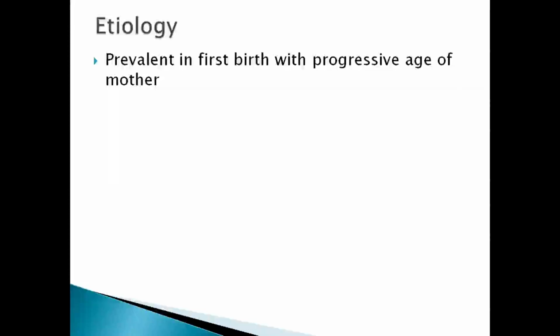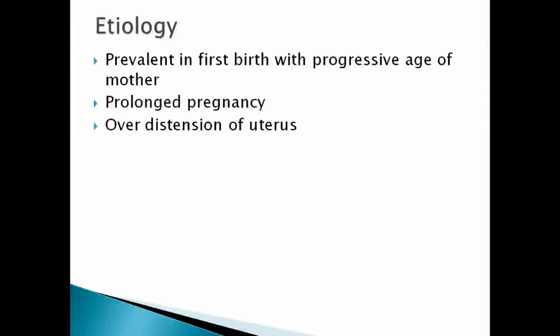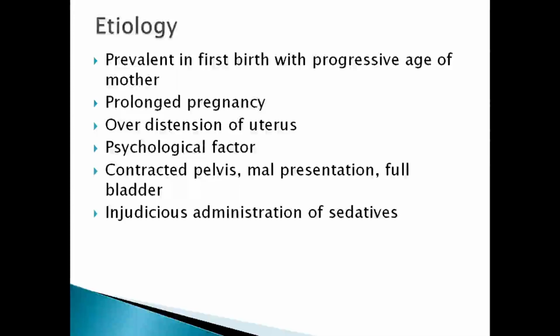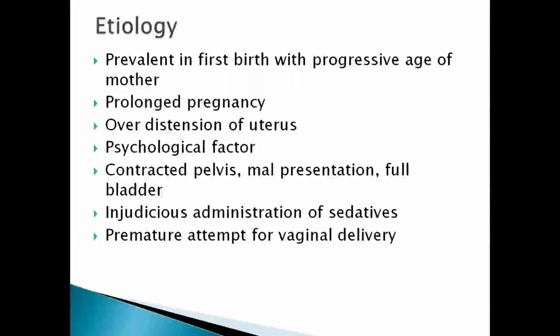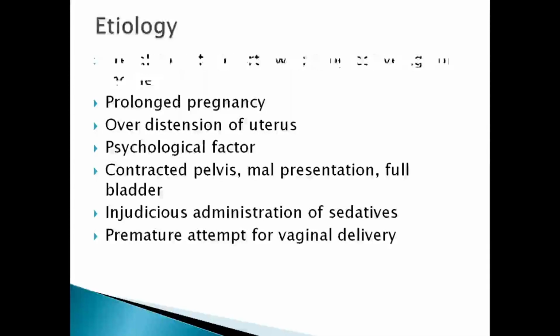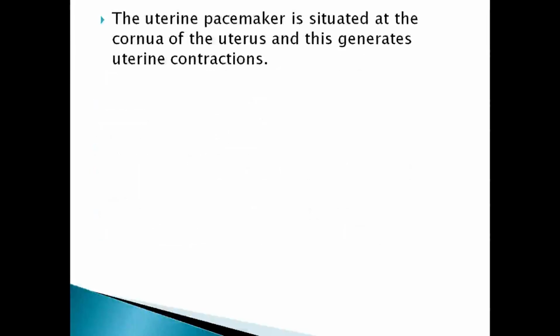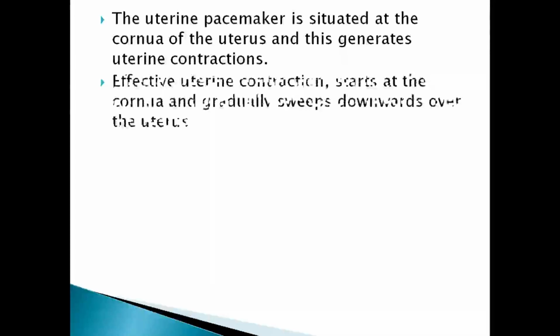The etiology of abnormal uterine actions: primigravida, advancing age of the mother, prolonged pregnancy, overdistension of the uterus, psychological factors, contracted pelvis, malpresentation, full bladder, injudicious administration of sedatives, and premature attempt at vaginal delivery through a not fully dilated cervix. The uterine pacemaker is situated in the cornu of the uterus and this generates uterine contraction.